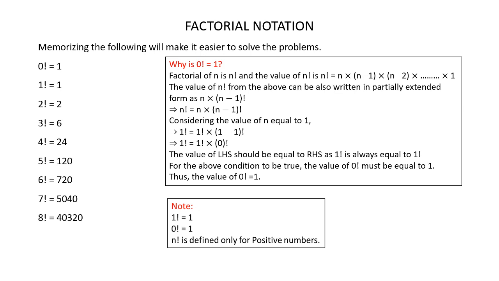Now you have to remember that 1 factorial is equal to 1, 0 factorial is equal to 1, and n factorial is defined only for positive numbers. That is, factorials are defined only for positive numbers. Memorize the values of all these factorials.